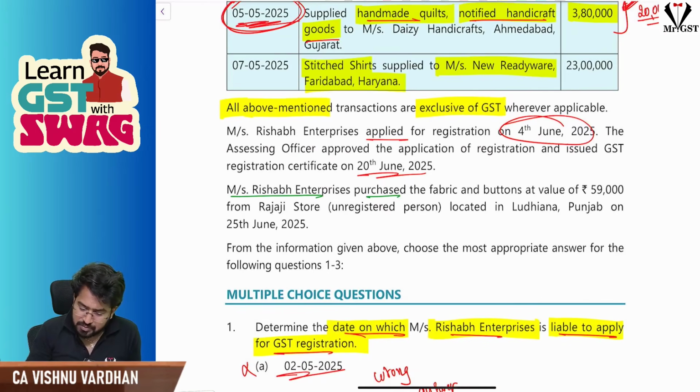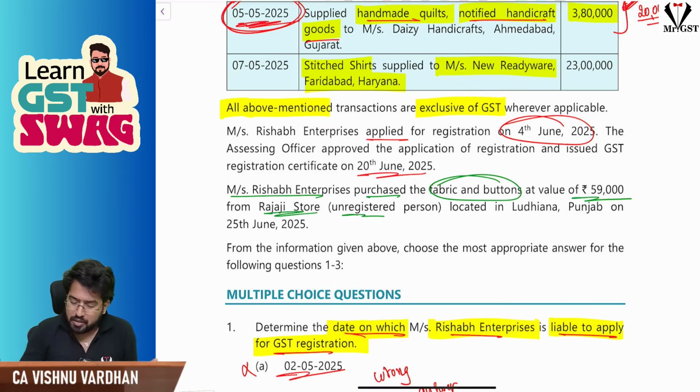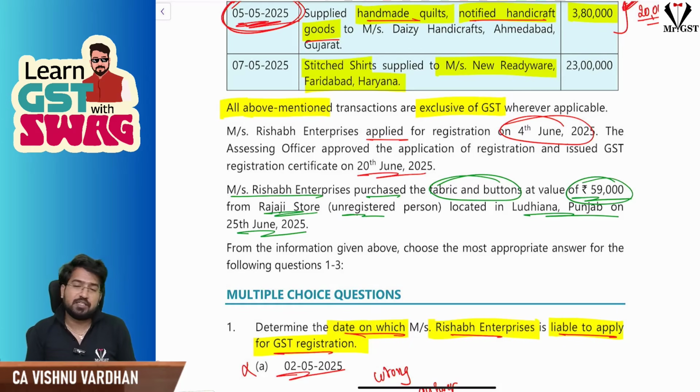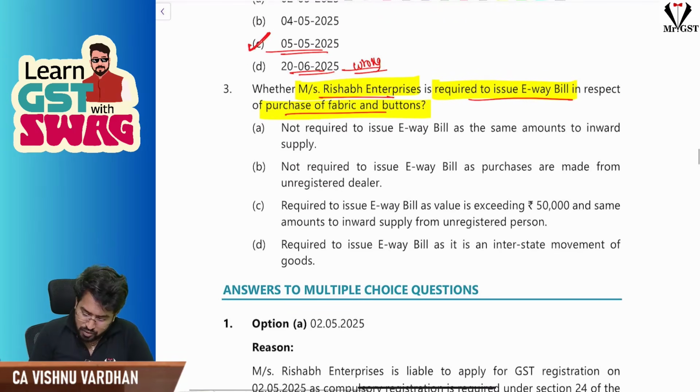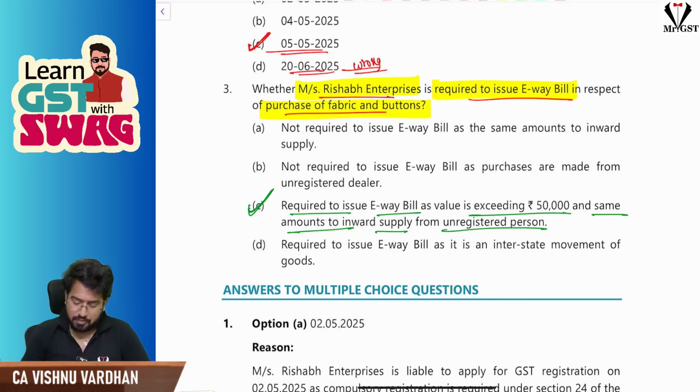Mr. Rishabh Enterprises purchased fabric and buttons at a value of 59,000 from Rajaji store, unregistered person, Ludhiana, Punjab on 25th June 2025. See, 59,000 from an unregistered person means, first of all, an e-way bill is mandatory because the consignment value will exceed 50,000. And because you are purchasing from an unregistered person, you are supposed to raise the e-way bill as a supplier because you are registered. So the third option will be the appropriate option: required to issue e-way bill as value is exceeding 50,000 and same amounts to inward supply from unregistered person. Okay, that is this particular case study.